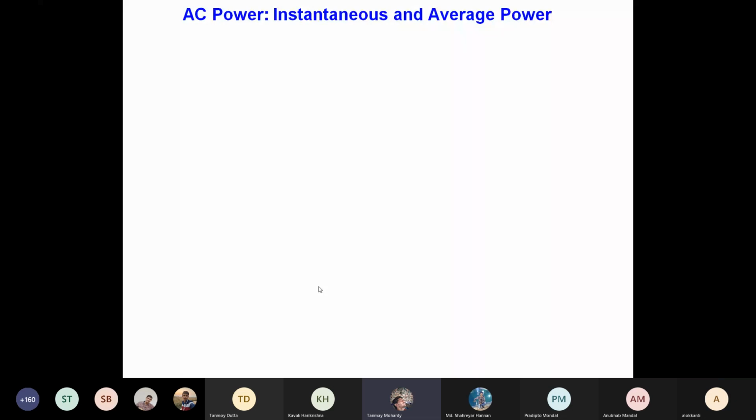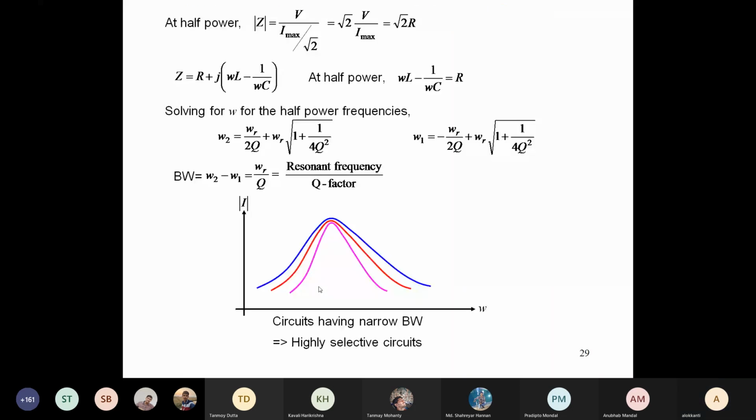Sorry, can you please show the previous slide? Sir, what do we mean by selective circuits? They are very narrow circuits, where the half power occurs very quickly, within a very short range. The bandwidth is very small. Thank you, sir.